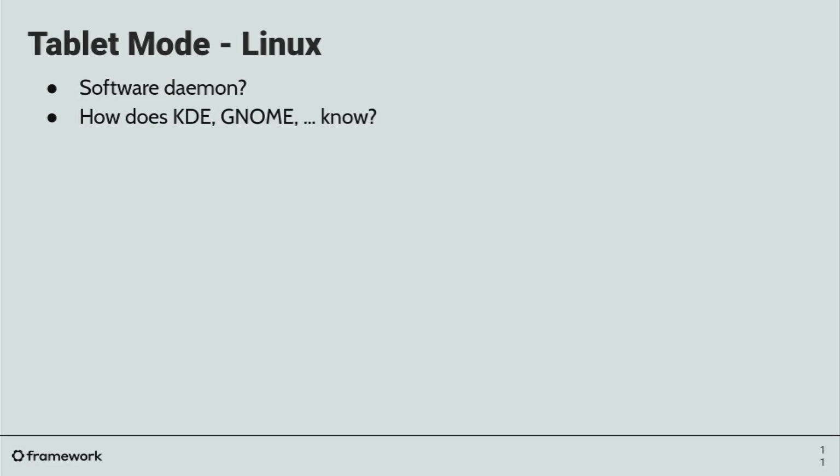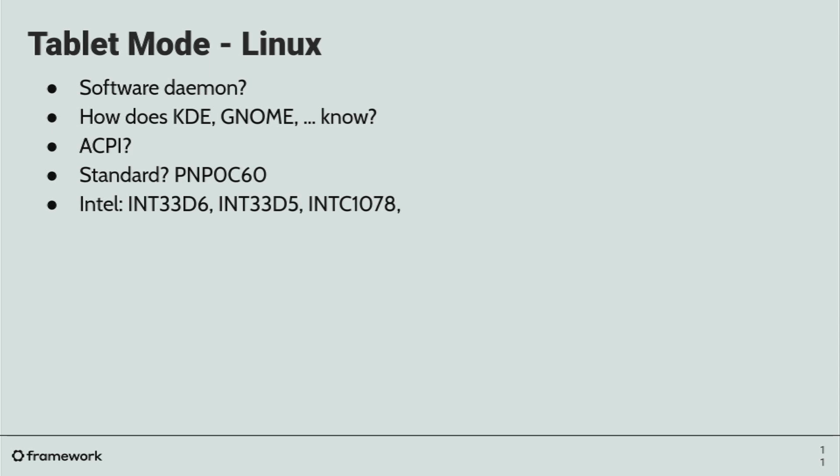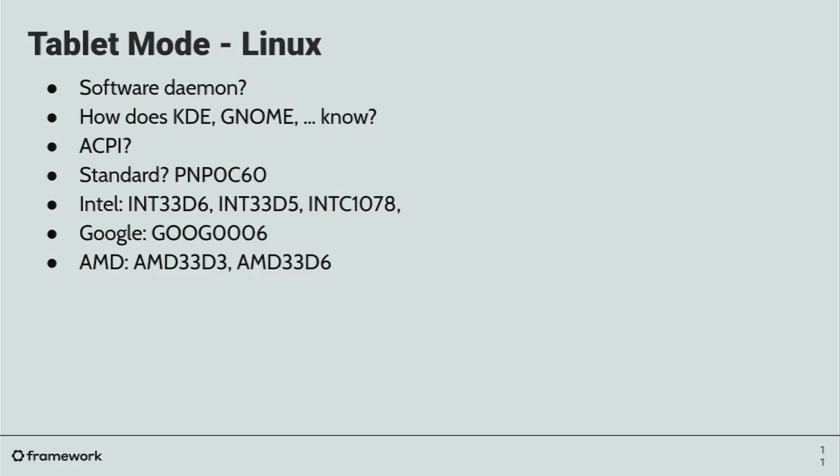And if you have a custom daemon, but everybody uses GNOME, KDE, or similar, how do you tell them what state you're in? Then I also found there's ACPI. If you're confused, I was confused too. ACPI sounds simple, but there's a standard-looking one. Then there are 3 different ACPI devices that Intel uses. There's one from Google that they use on Chromebooks. There are 2 from AMD, 2 on Lenovo. I found so many different things, I didn't know what to do.